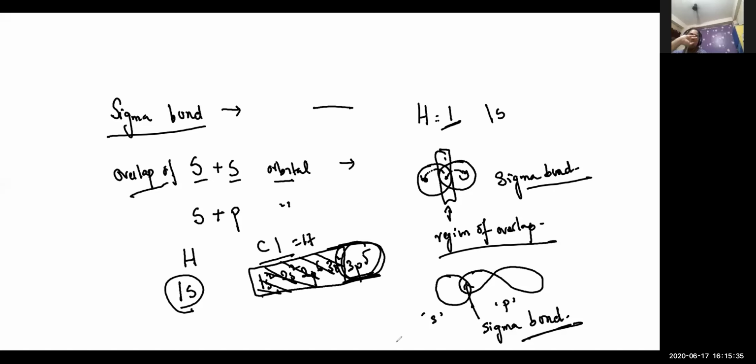Why is this also called sigma bond? Why is it called sigma bond? I could not find the answer to this question anywhere. Both of them are sigma bonds. Why are both of them sigma bonds?